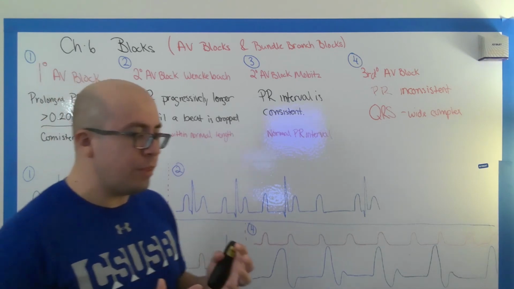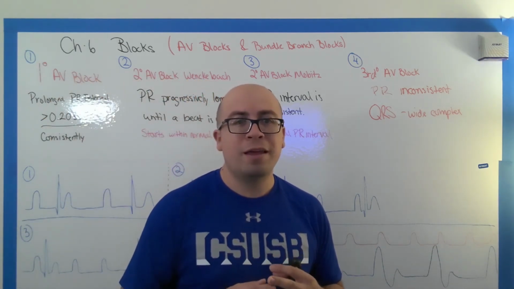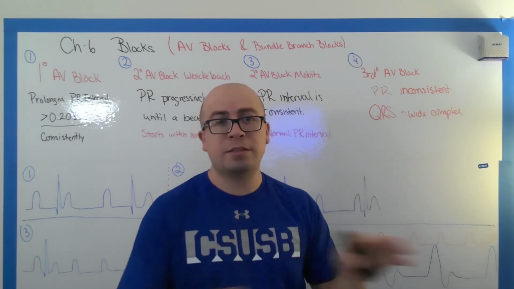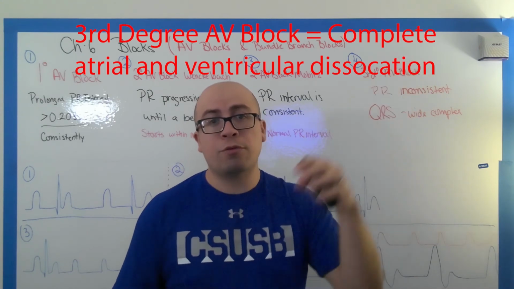And then when we think about this, when we have a complete conduction block of the AV node, that means that doorway stays closed. There is no signal that will come from the atrium through that junction.